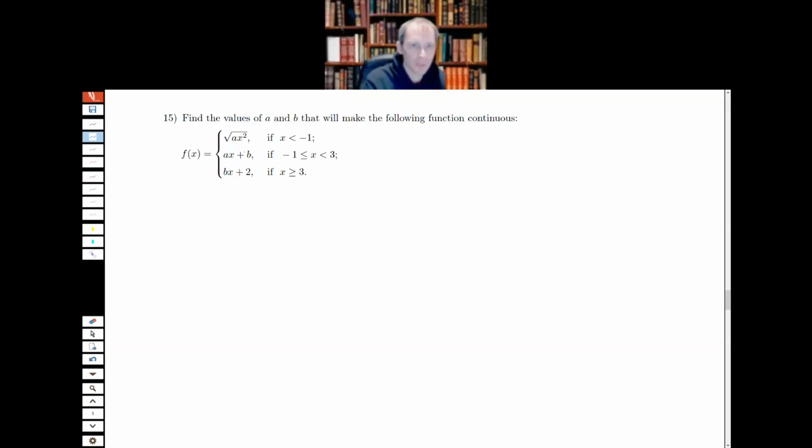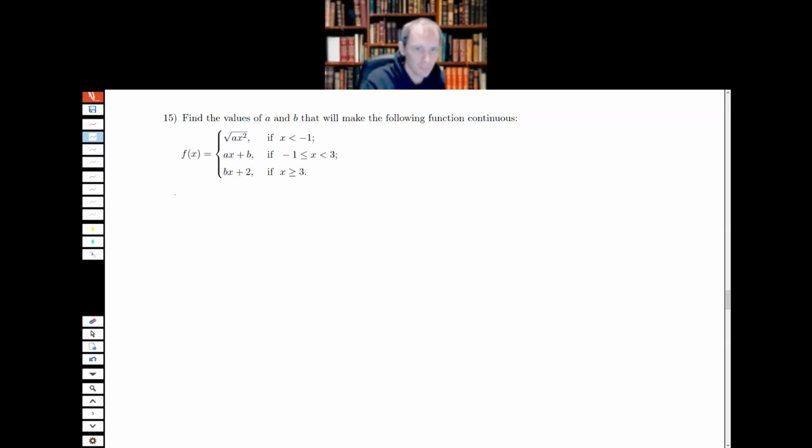If I look at one of these at a time, these are going to be continuous functions, right? The second and third one are just lines. They're always continuous. And this first one, the square root function, is continuous on its domain anyway. Okay, so it'll be fine. The only thing that we need to worry about is where they connect up. Do they actually connect to each other? So we're going to focus on -1 and at 3.